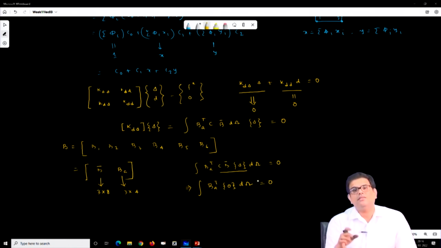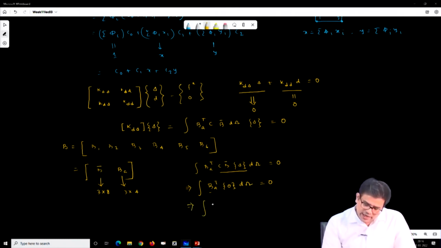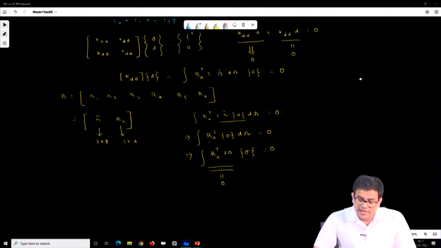Now stress is actually arbitrary, so naturally this quantity, integral B A d omega, must go to 0. Since stress is arbitrary, it can happen in any simulation. So B A transpose d omega sigma should be equal to 0. To make it 0, sigma cannot be non-zero, since that is a trivial solution, so this quantity must go to 0. This is the condition that Taylor proposed.